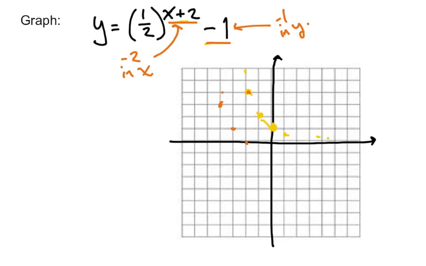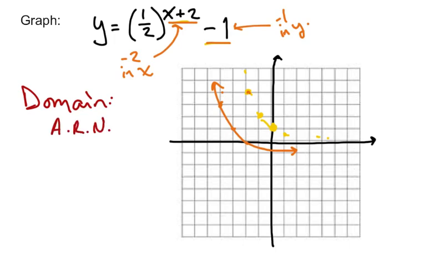And what's going to happen to our graph is it's still going to decay, but it's going to look like this. Okay? The entire graph got shifted to the left 2 and down 1. So, how does that affect domain? Well, the domain is still going to be all real numbers because we could still pick anything for x. And graphically, our graph still moves to the left forever and to the right forever.